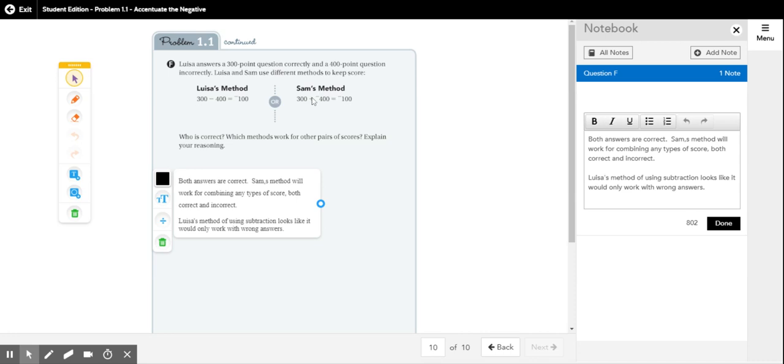However, Sam's method, because we're combining point values, will work if this is a negative point value, so we're losing points, or if this was a positive point value where we're gaining points. So when we're adding, we get to choose whether we're adding a positive number or a negative number. At least in our current understanding, we can't do that with subtraction. We're going to learn that we can later. But for now, subtracting a positive number for Luisa means that we're losing points somehow. We have to be losing points. So between the two, I'm going to go with Sam's method because it's more flexible. I get to put the number here that represents either earning or losing points.